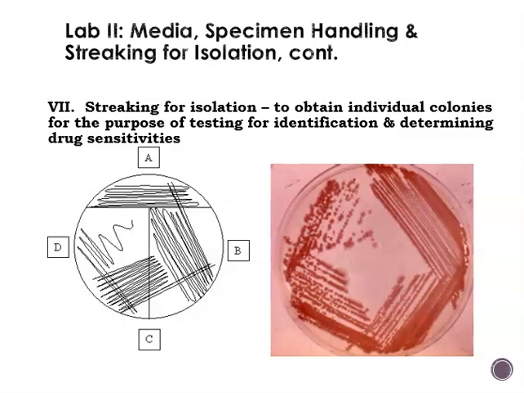So the way you do that is from that original mixed plate, you're going to take one colony that you want to isolate, streak it onto another plate with a loop into 4 quadrants. So that's how that's done. We've got 1, 2, 3, 4 quadrants.